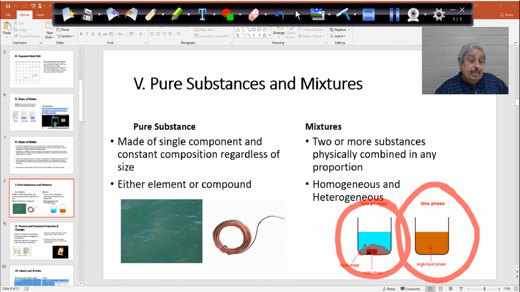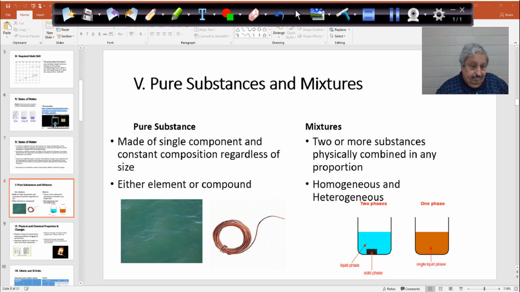Correct? And this is the pure substance, which can be an element. That's copper. Copper wires are the copper element, and a pure substance can also be a compound. This is just, I think, a blackboard, correct? What is this? A blackboard, or made of polymer? Okay, so that's a pure substance. So we'll go further.